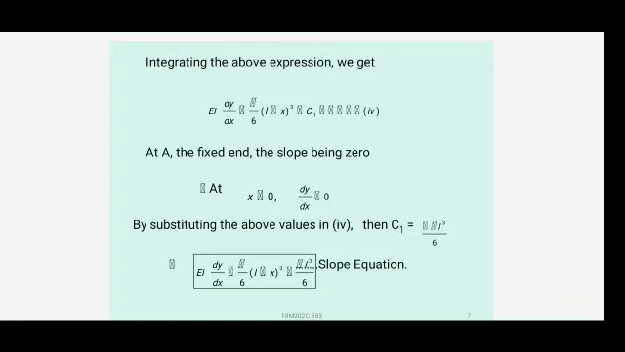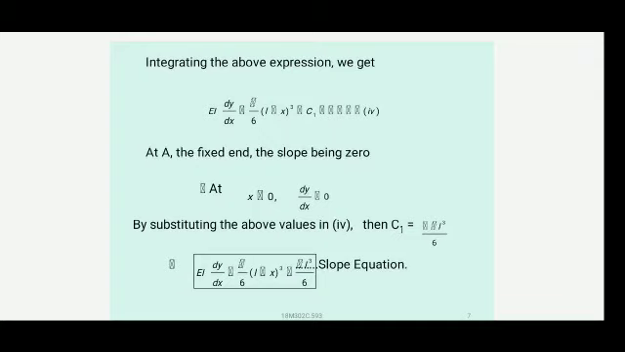At A, the fixed end, the slope being 0, at A x is equal to 0, that is dy by dx is equal to 0. Substituting the above values in equation number 4, then c1 we will get is minus w L cube by 6.